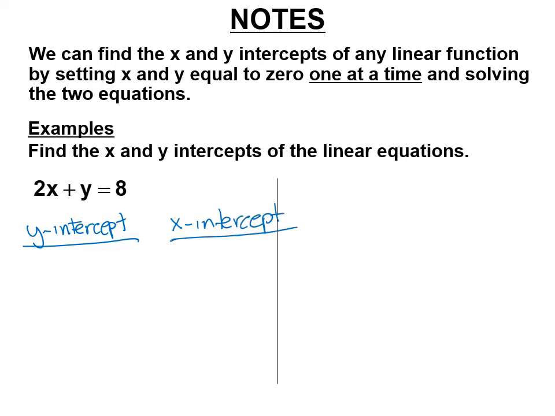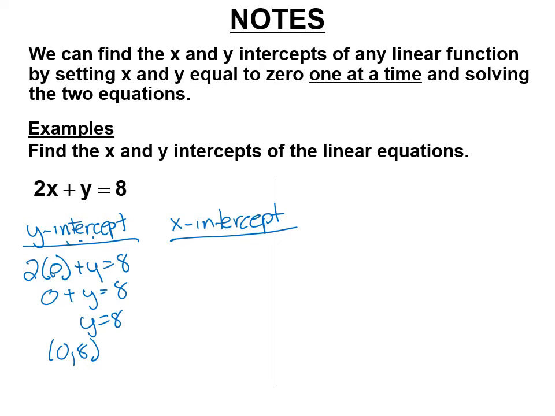So to find the y-intercept, we know the x value has to be 0. Solve that equation. The x-coordinate of every y-intercept equals 0. Well, 2 times 0 is 0. You're not going to write every step like this. And so we get y equals 8. Y equals 8 is not the answer. What is the y-intercept? (0, 8). That's the answer for the y-intercept. But every y-intercept has an x-coordinate of 0.